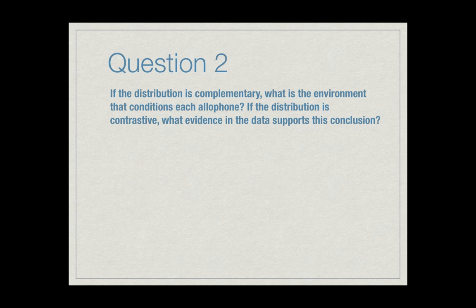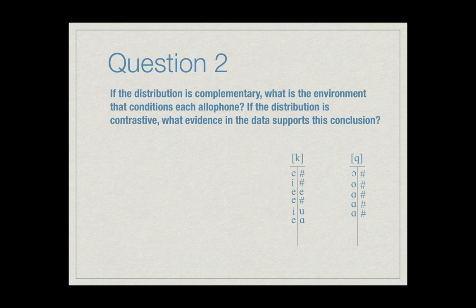Question 2 asks, if the distribution is complementary, what is the environment that conditions each allophone? If the distribution is contrastive, what evidence in the data supports this conclusion? We have already determined that the distribution is complementary, so we only have to figure out the conditioning environment for each allophone. Luckily, we have done most of the work already. Let's take another look at our t-tables.